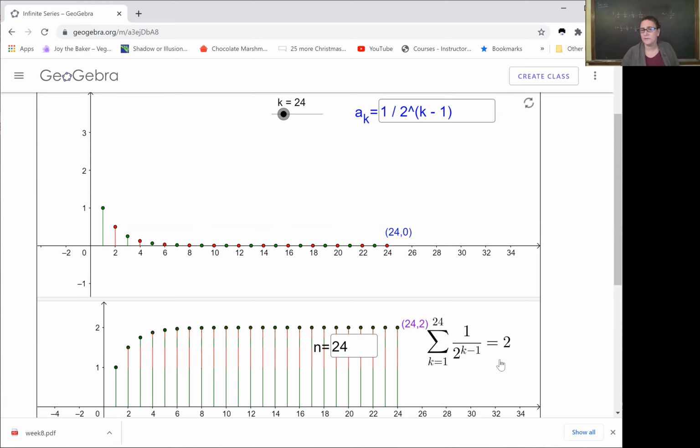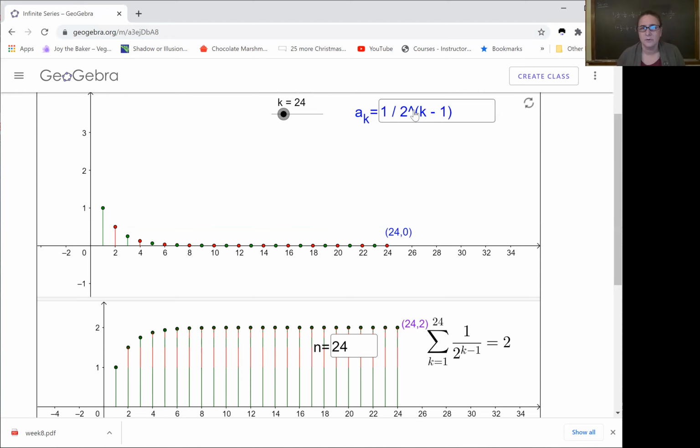And we will prove this, that in the limit, this will do that. And we have a formula for these special kind of geometric series. Now, there are lots of series that are not geometric series. Let's look at some other ones.